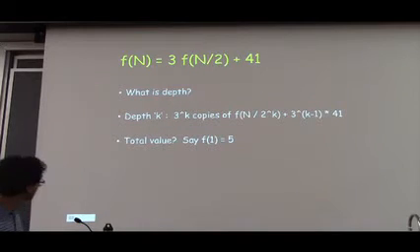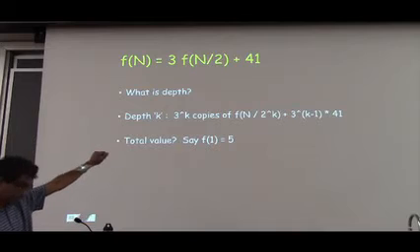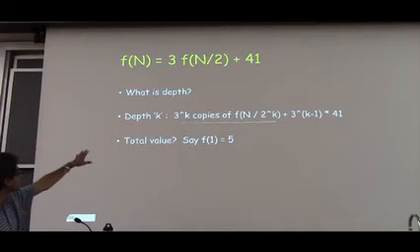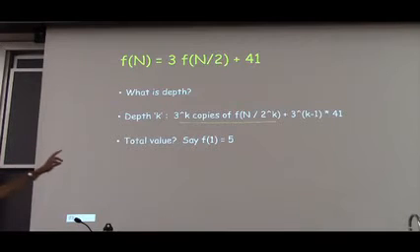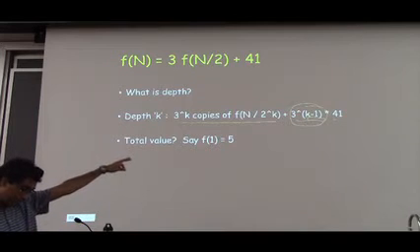So this is what I wrote here. So you have 3 to the k at depth k. The situation you have is you have 3 to the k copies of this, plus you have 3 to the k minus 1 copies of 41. Okay, so this is the situation. And now what's the total value? So you've got to add up these things, right?